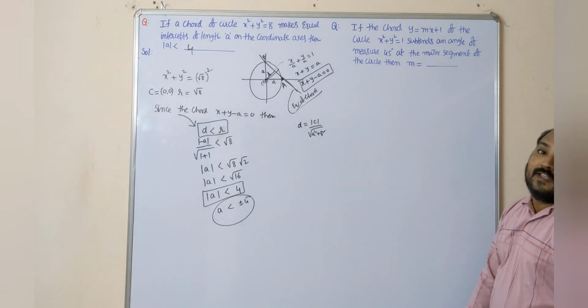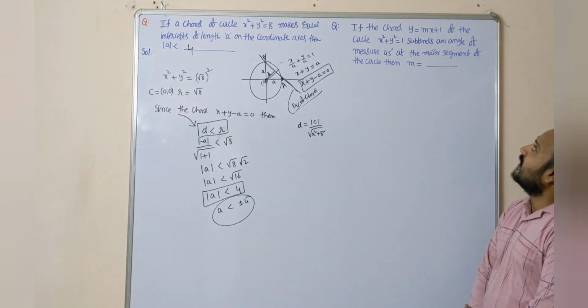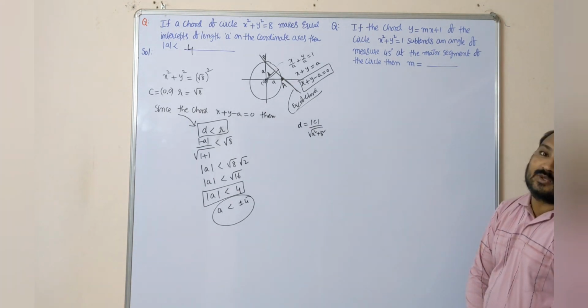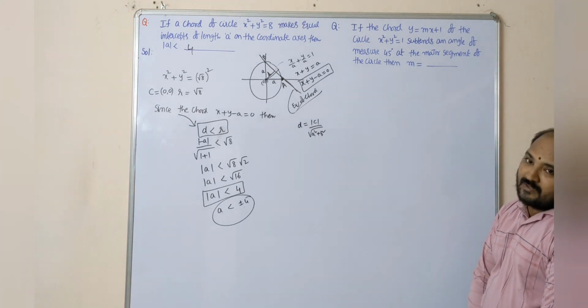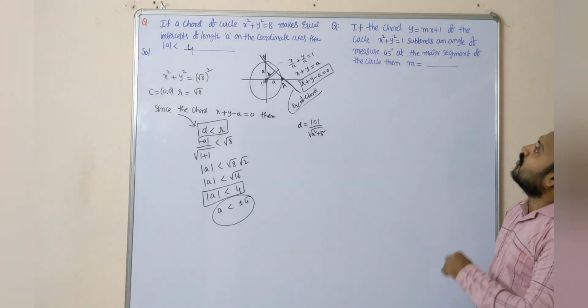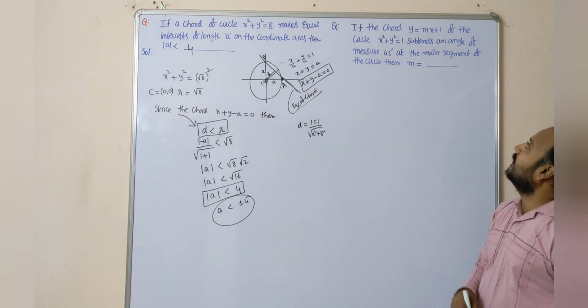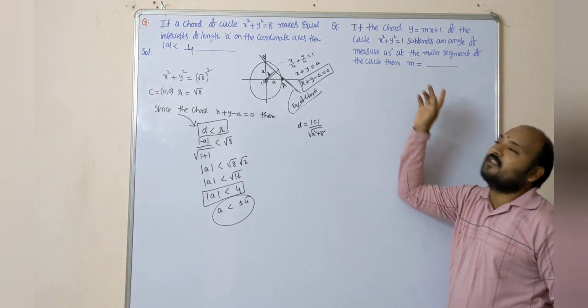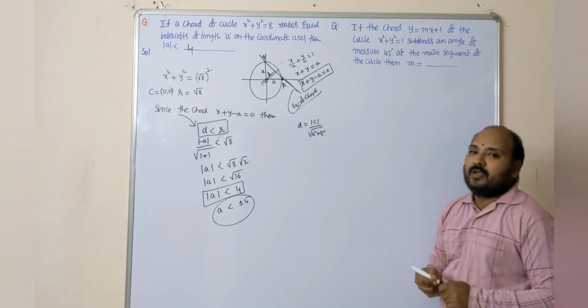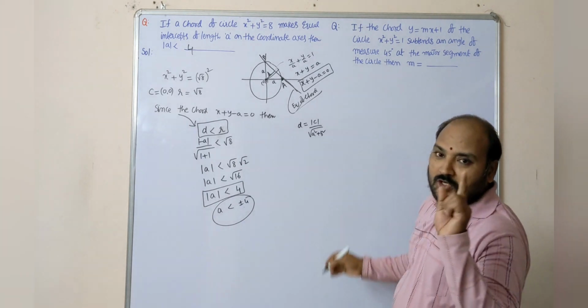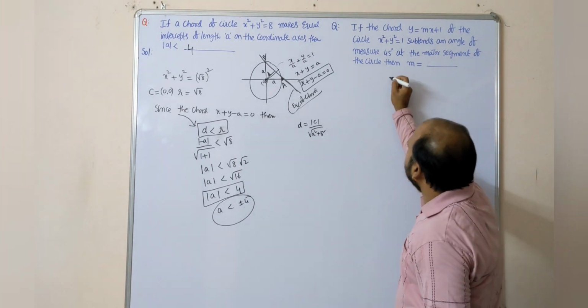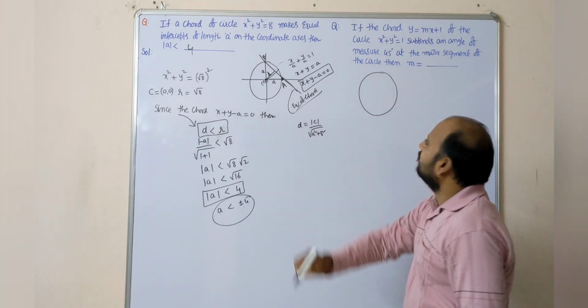If the chord y is equal to mx plus 1 of the circle x square plus y square equal to 1 subtends an angle of measure 45 degrees at the major segment of the circle, then m equal to. Here, very, very important question. It is conceptual, it is a good question. This is the circle equation.